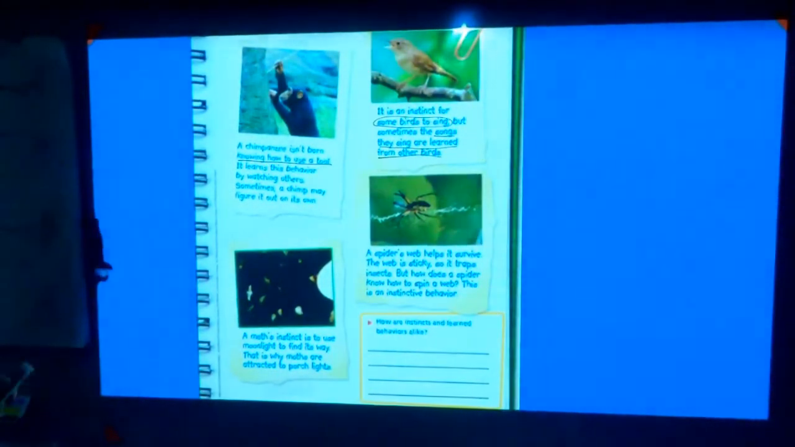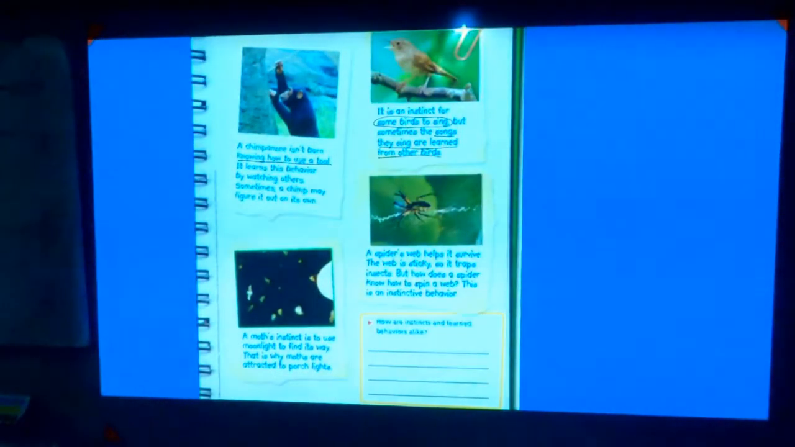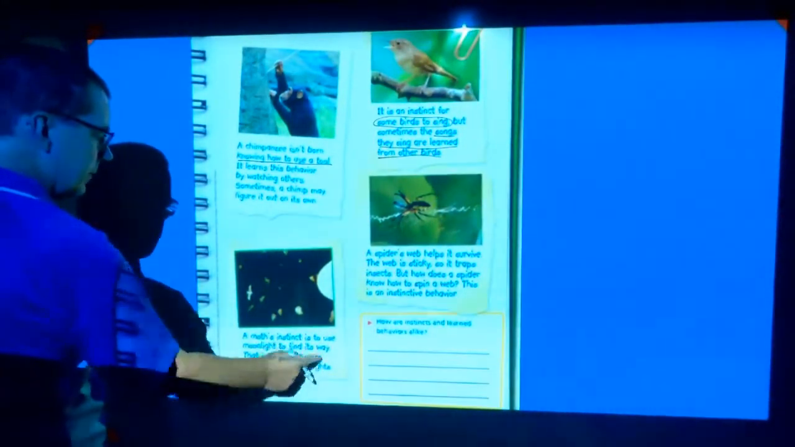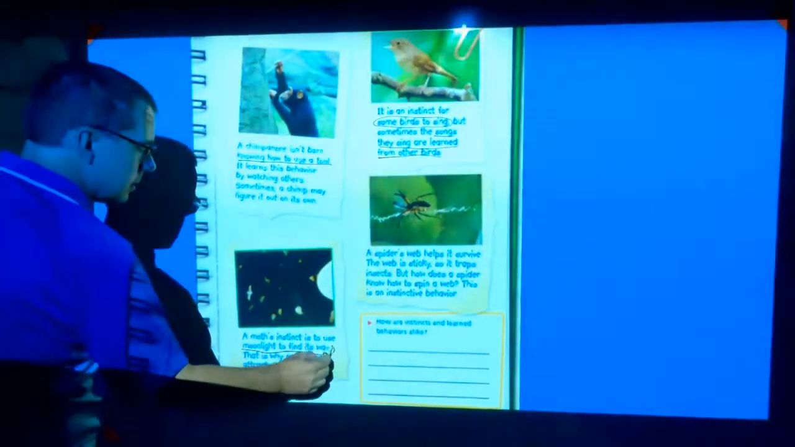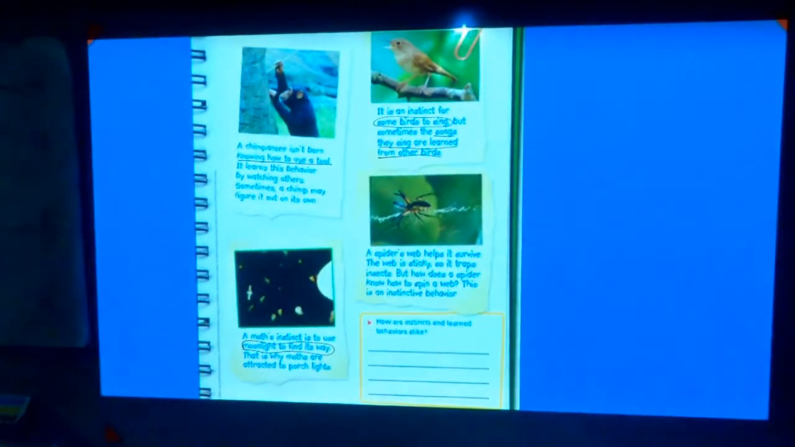A moth's instinct is to use moonlight to find its way. This is why moths are attracted to porch lights. So the instinct is to use the moonlight to find its way, so we would circle that because that's an instinct. It's something that they are born with. No one had to teach them that. No one had to do anything else. They know that.